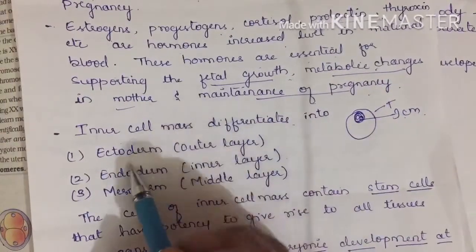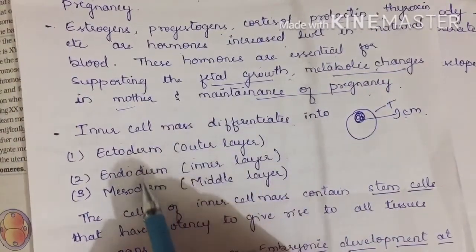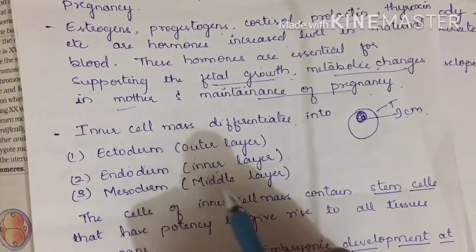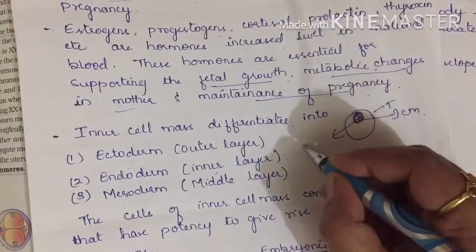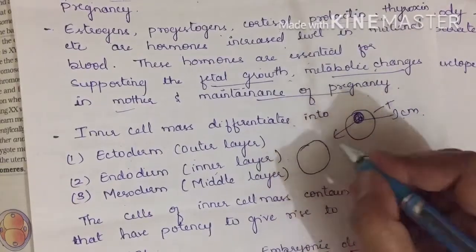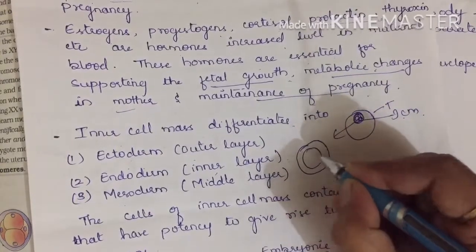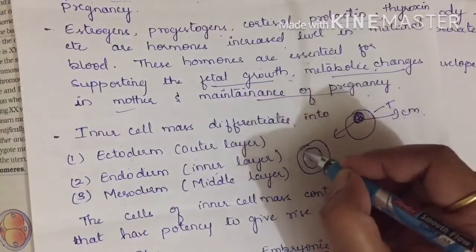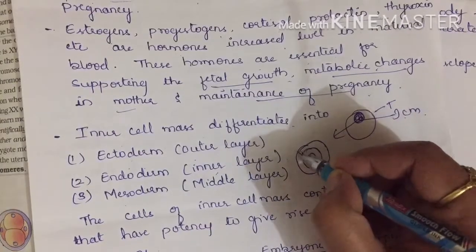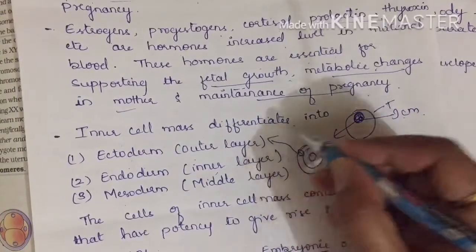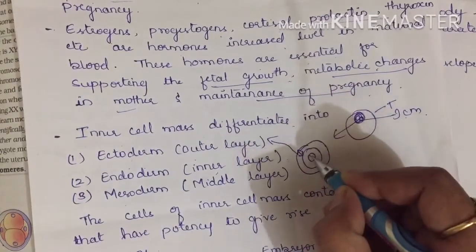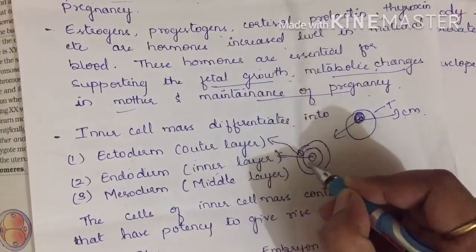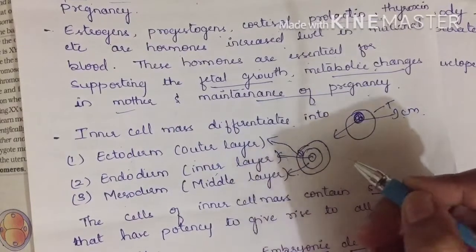We shall see here. The outer layer is called ectoderm, the inner layer is called endoderm, and the middle layer is called mesoderm. If I draw an enlarged view of the inner cell mass, something like this. The outer layer is called ectoderm. Derma means skin, ecto means outside. Endoderm means inside, meso means in between.